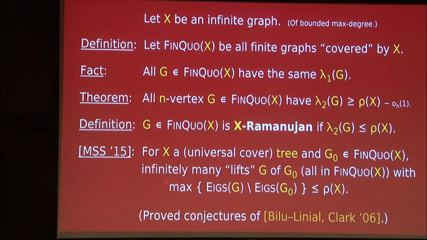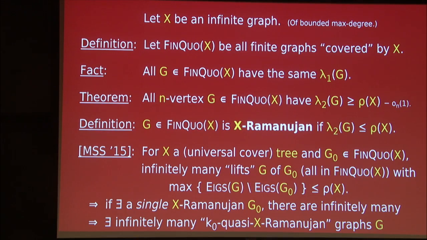Specifically, it's not hard to show that the eigenvalues of these lifted graphs G contain the eigenvalues of the original base graph G0, plus some more new eigenvalues. And they show you can find these lifts where all the new eigenvalues are bounded by the spectral radius of X. This proves conjectures of Bilu and Linial and Pete Clark. In particular, that means if your base graph G0 is itself X Ramanujan, meaning that other than its trivial first eigenvalue, all its eigenvalues are smaller than the spectral radius of X, then that one is good, and then all the lifts will also be good. So all these infinitely many lifts G will also be Ramanujan.